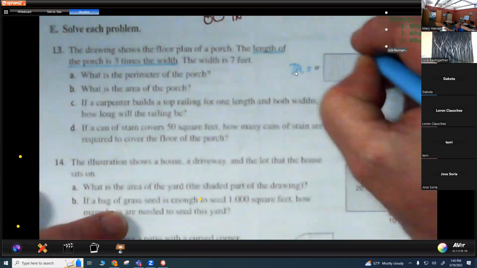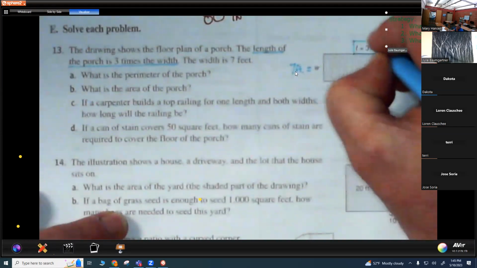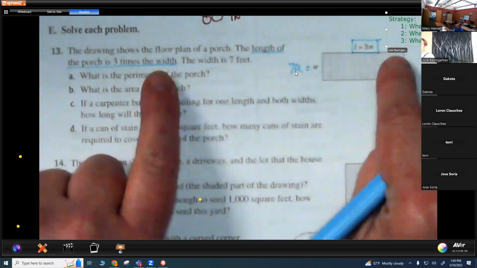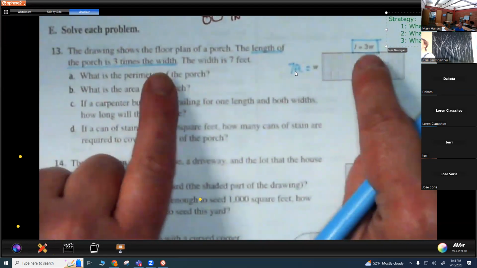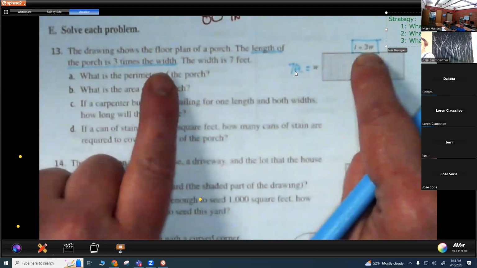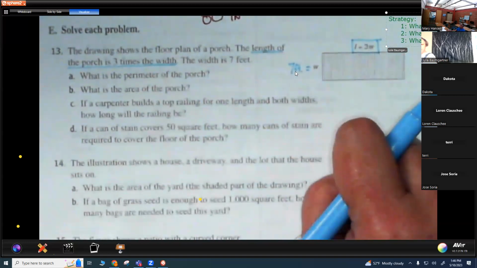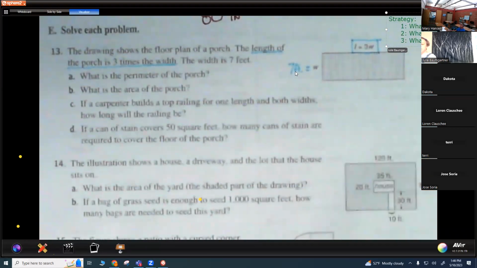So hopefully everyone feels comfortable when you hear that language, right? We get that relationship again, the length being 3 times the width. Okay. So what's the perimeter of the porch then? How would we start to figure that out? Okay. How did you get 56, Jose?